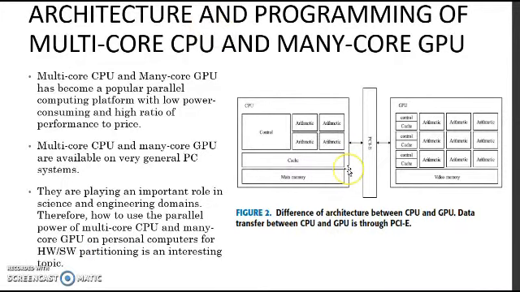This diagram, figure 2, shows you the difference of architecture between CPU and GPU. Data transfer between CPU and GPU is through PCIe. So this is the CPU and this is the GPU. This interface over here is the PCIe, which facilitates the data transfer between the CPU and GPU.